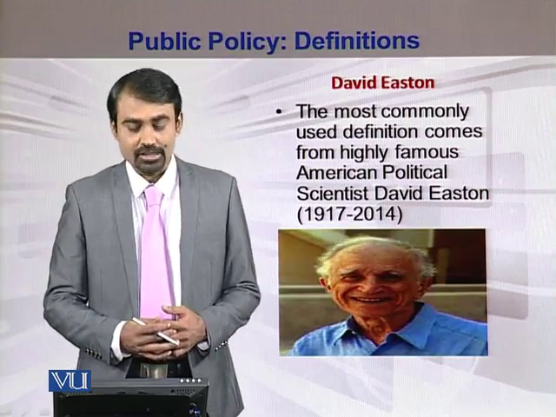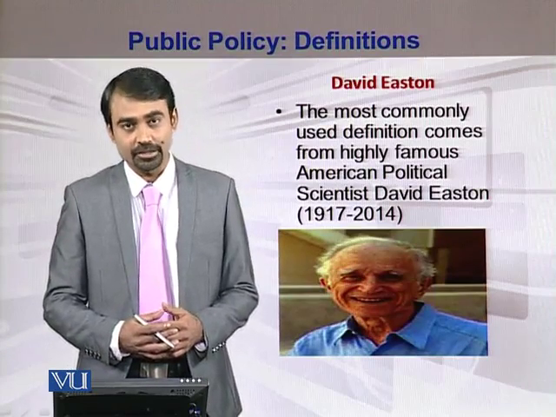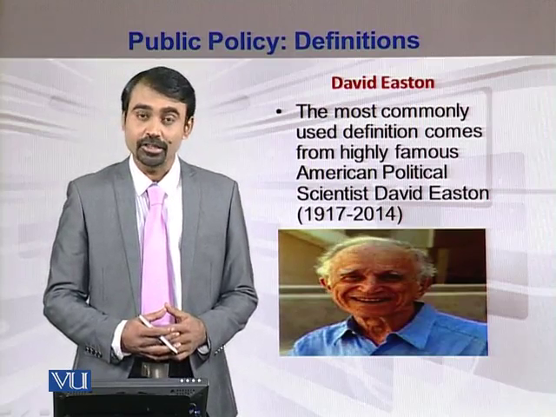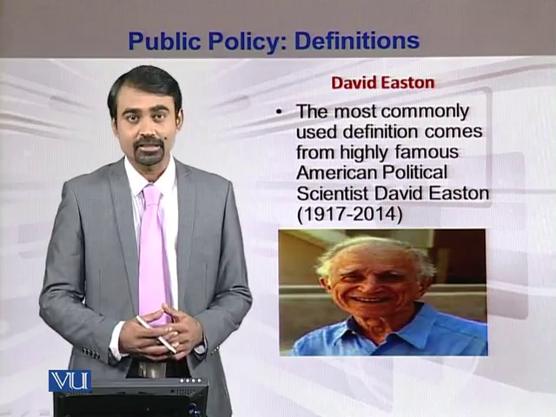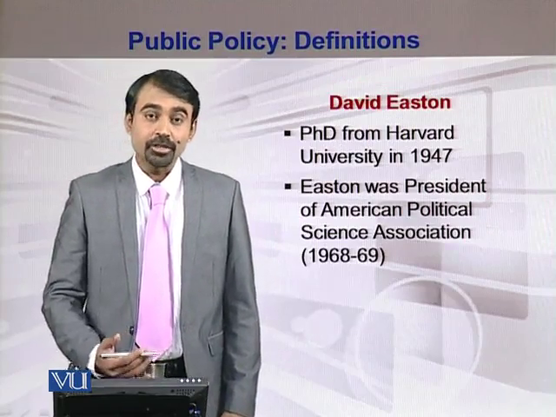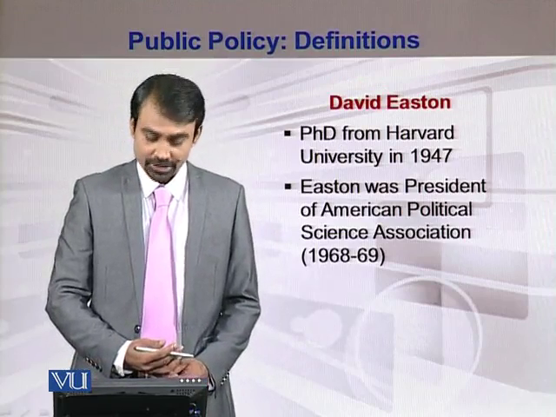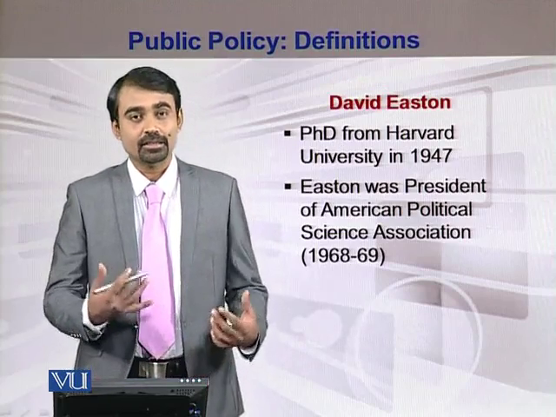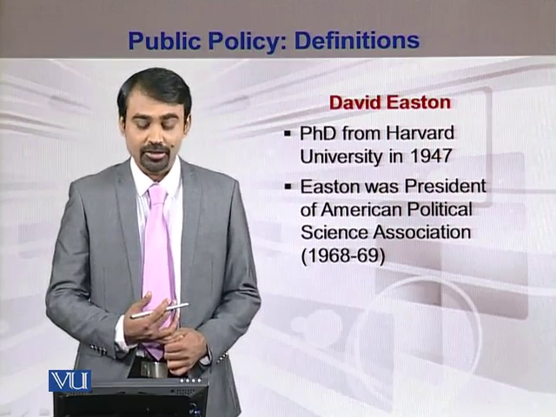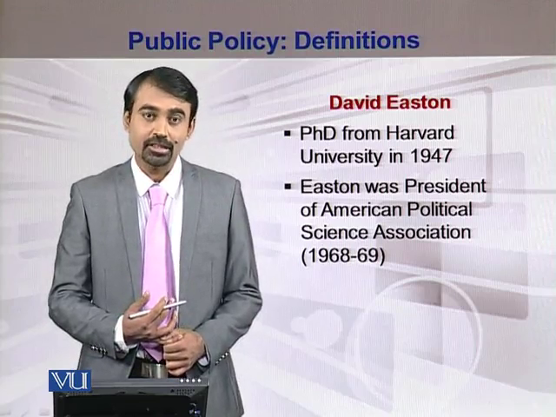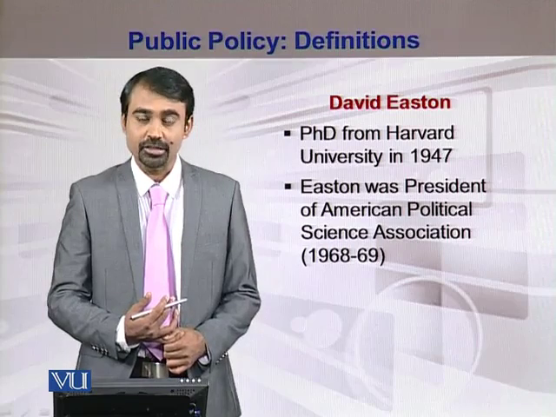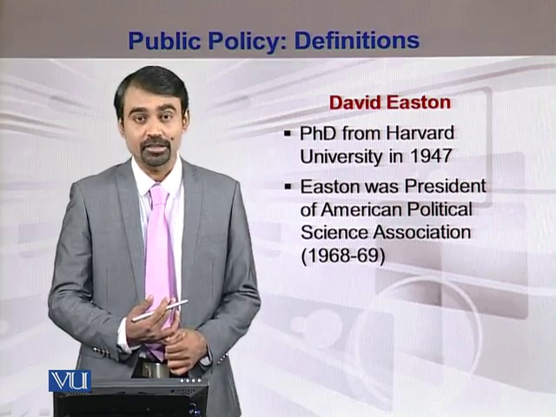David Easton was a highly famous political scientist of United States of America. He was born in 1917 and he died in 2014. He did his PhD from Harvard in 1947, and after almost 2 decades, he served American Political Science Association as its president. It's a highly prestigious position in the political science and public policy community.